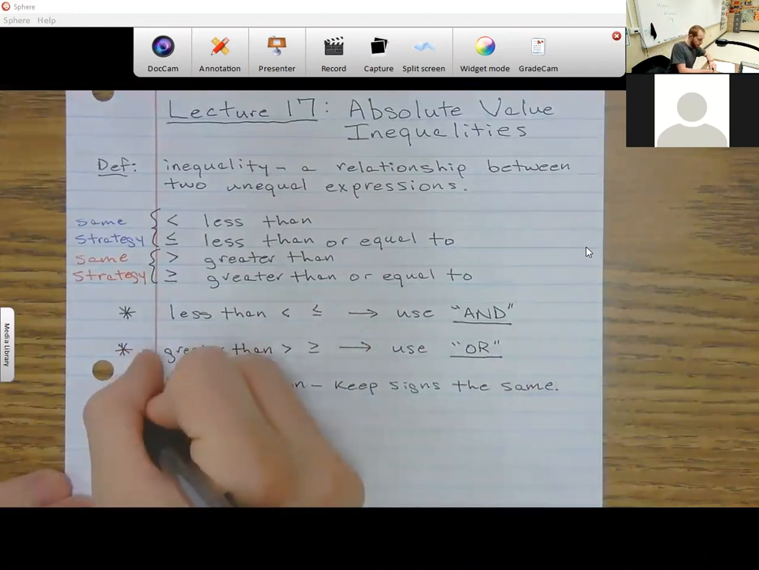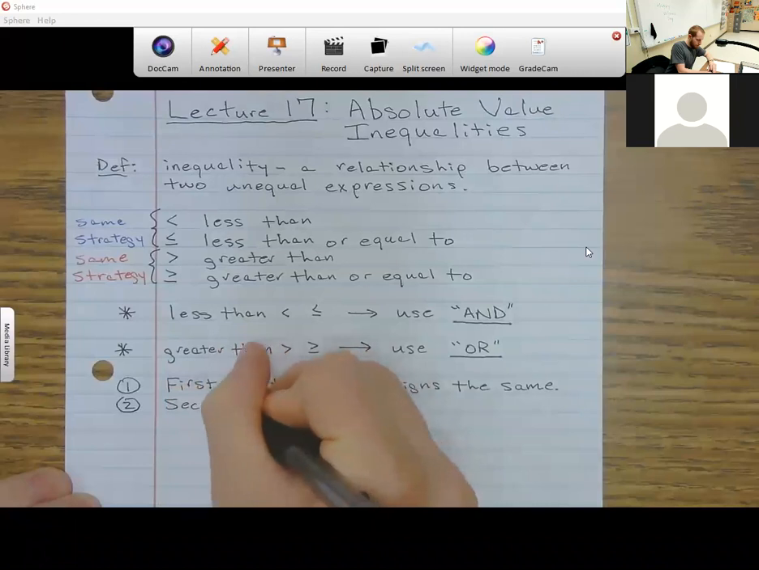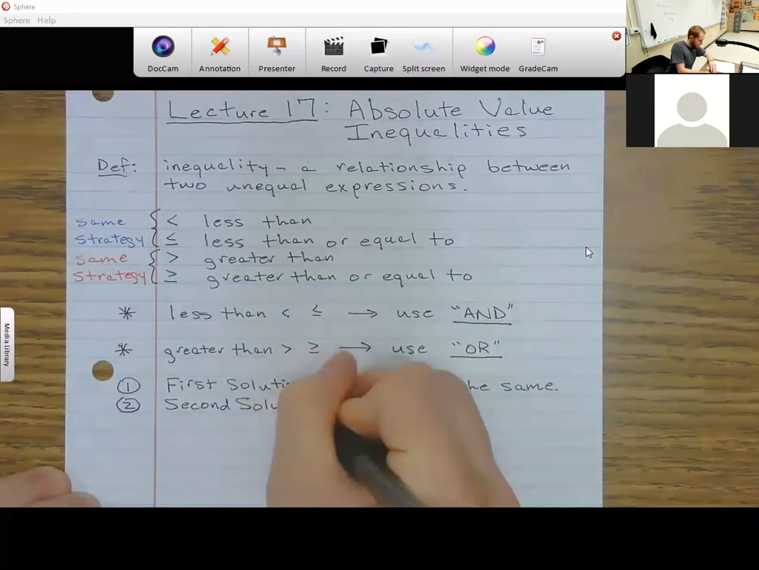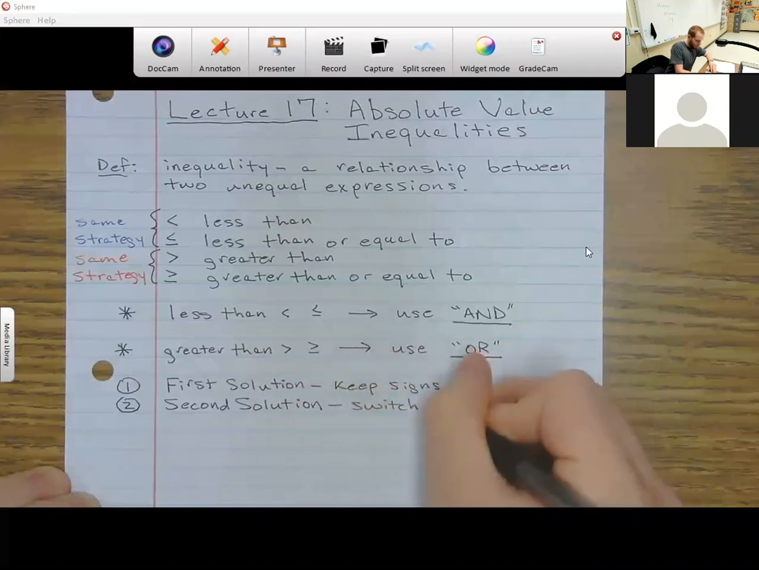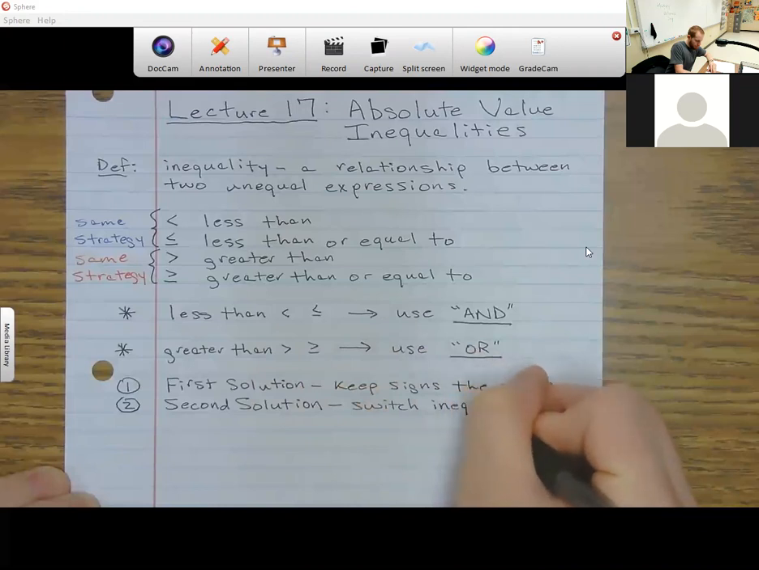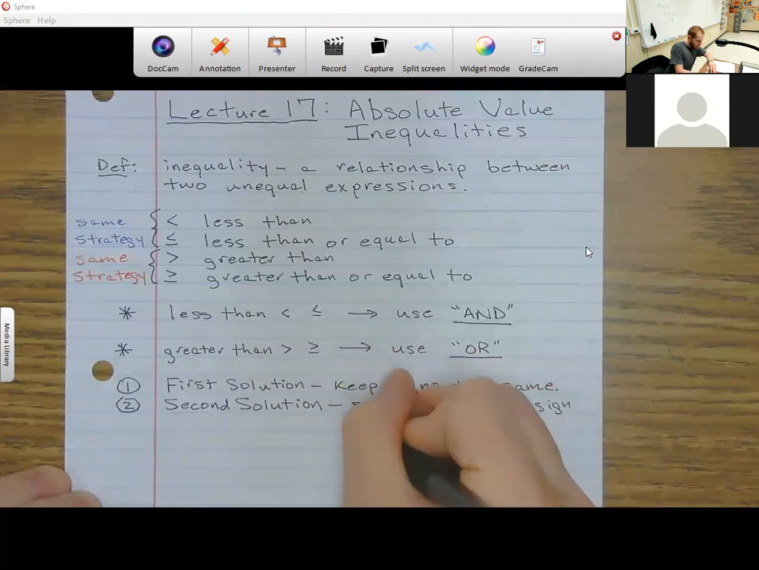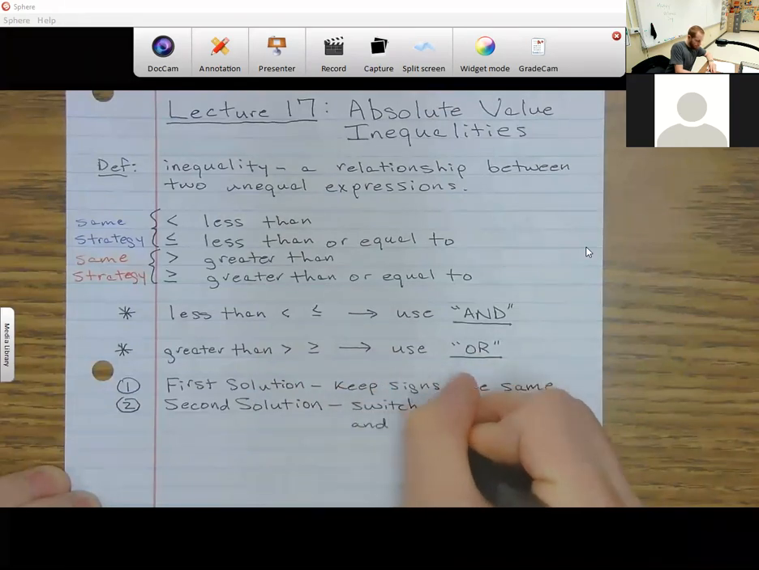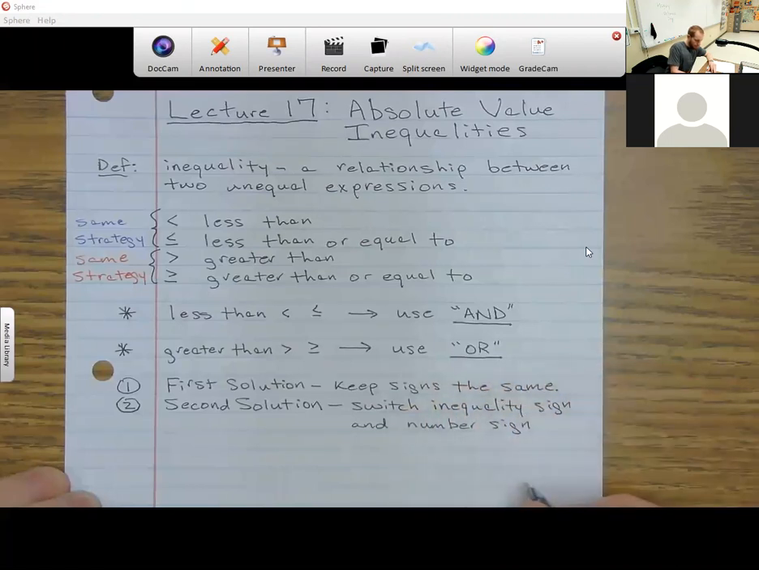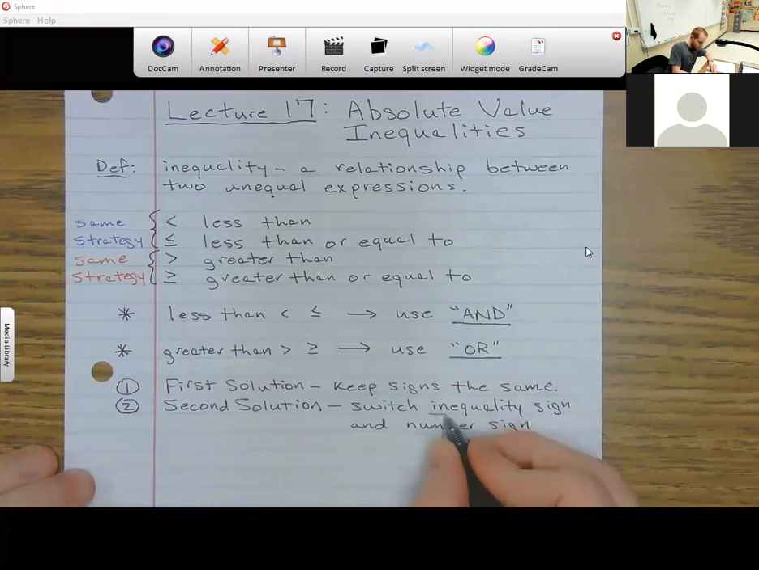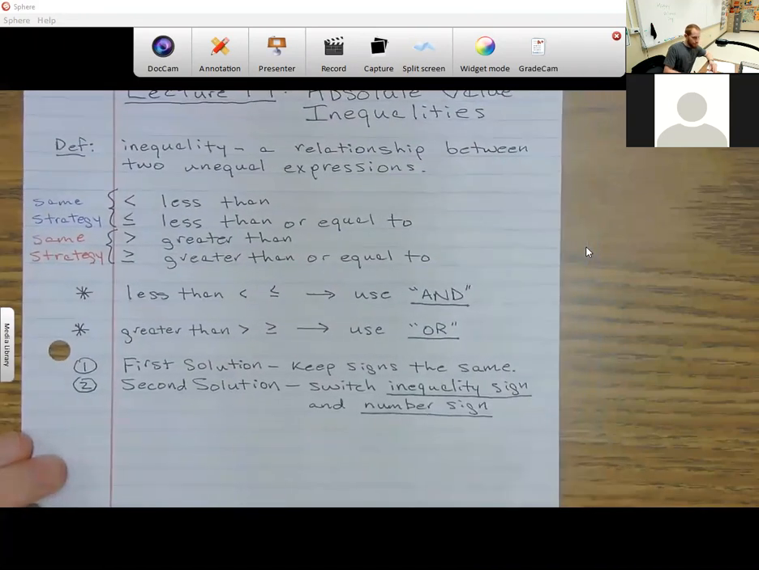So let's talk about that. The second solution, we're going to be switching two signs. We're going to be switching the inequality sign and the number sign. So let me underline those. And then I'll let you copy it down. There we go. Okay.